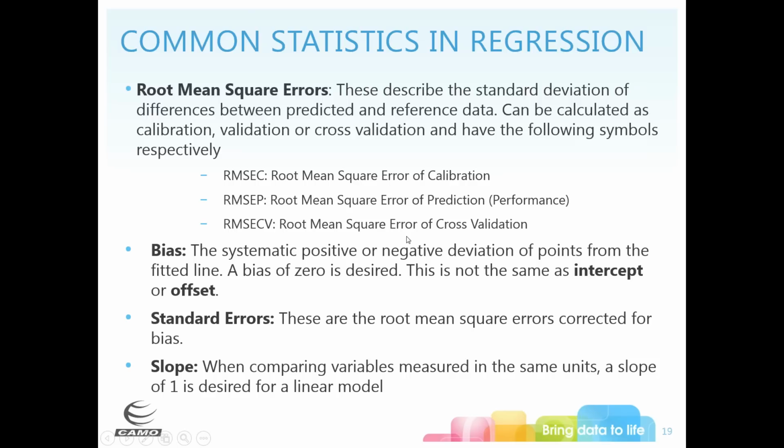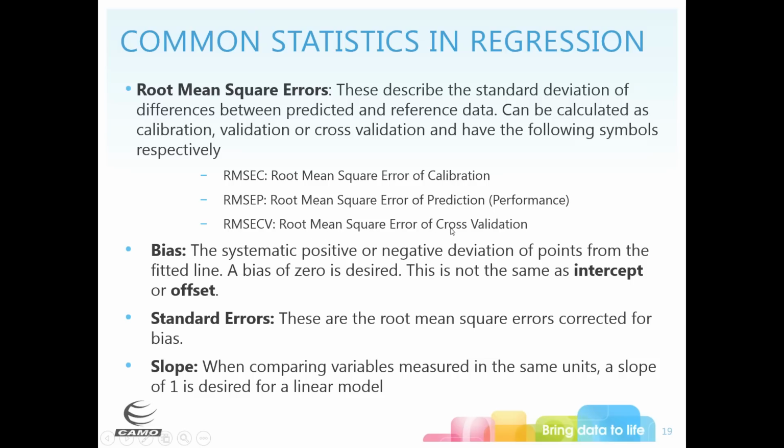So some common statistics we want to look at when evaluating our regressions is your root mean square error. Now these describe how far away from the line, or a prediction line, that the values are. So we have different values for this. There's a root mean square error of calibration. That's going to be your original model. So that tells you how well the calibration predicts itself.